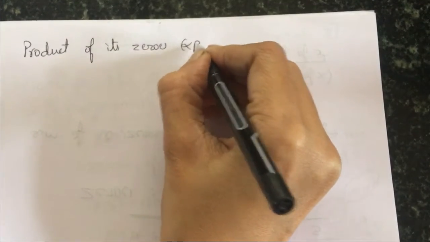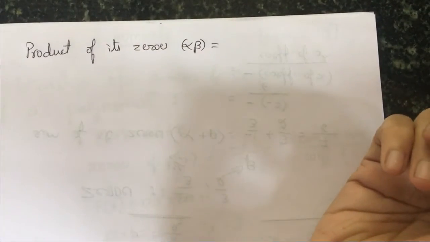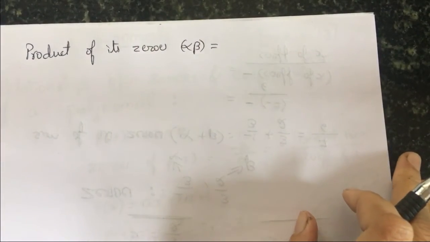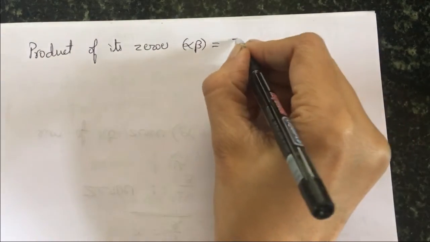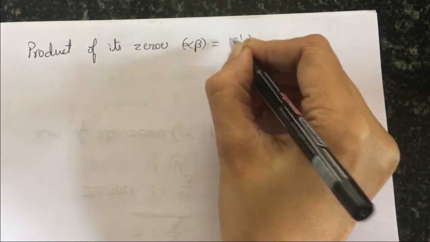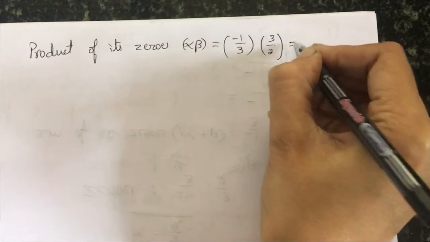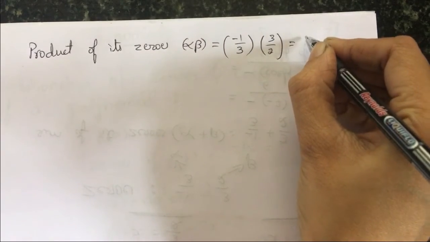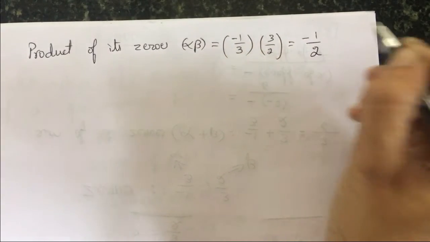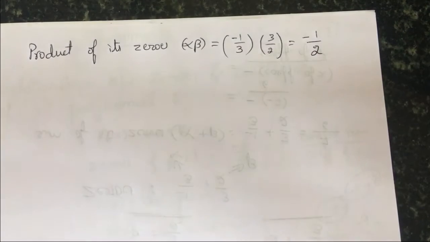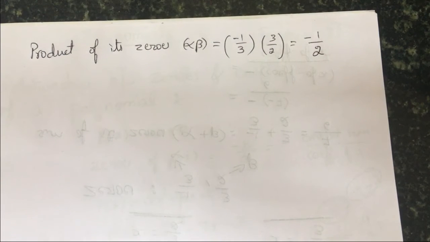Product of its zeros, that is alpha into beta. Alpha is minus 1 by 3 into 3 by 2, right? 3 will get cancelled. I am getting minus 1 by 2. Now what is minus 1 by 2? You can check.